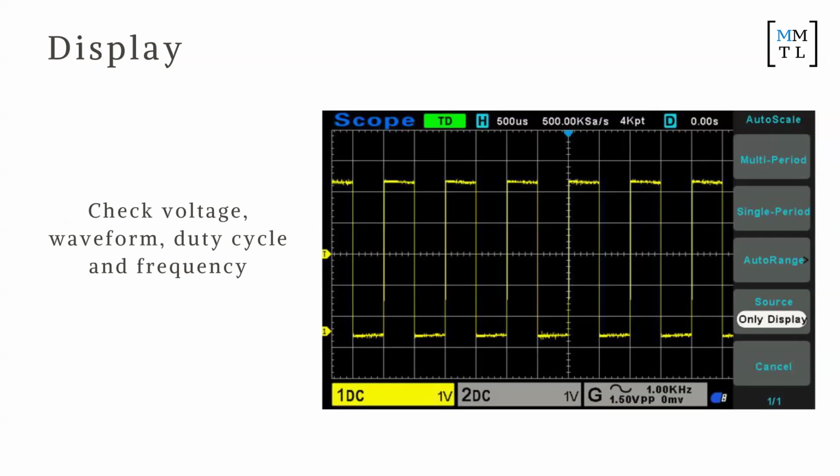1.5. Say that again, sorry. 1 over the period, right? Yeah, so 1 over, it's going to be 1 microsecond, right? So it's 1,000, 1000 hertz, okay, like 1 kilohertz, excellent.